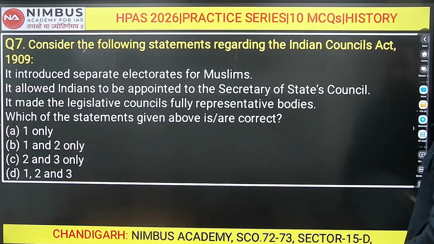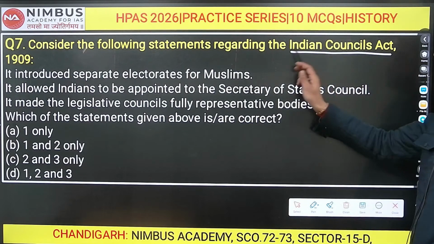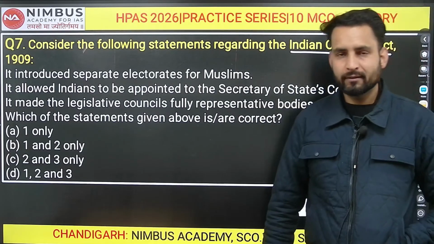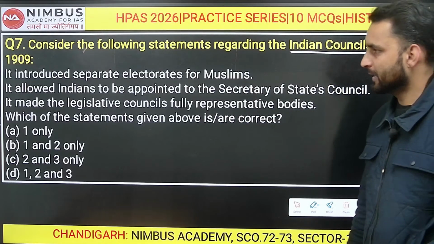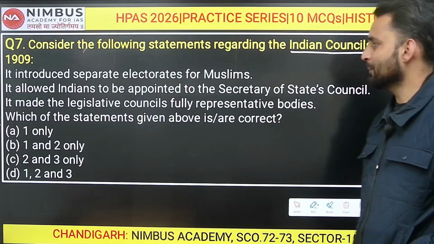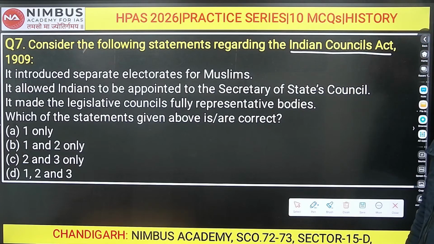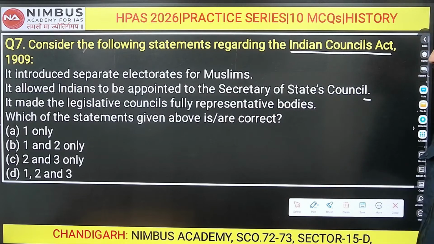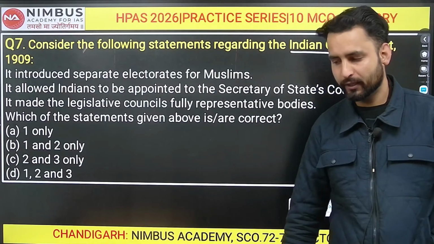Question number 7th. Question number 7th is, consider the following statements regarding the Indian Council Act of 1909. So it is an important Act, also known as Morley-Minto reforms. So which of the following statements regarding Morley-Minto reforms are correct? First is, it introduced separate electorates for Muslims. Secondly, it allowed Indians to be appointed to the Secretary of State's Council. And third, it made the Legislative Council fully representative bodies.